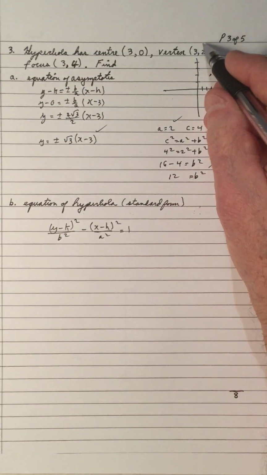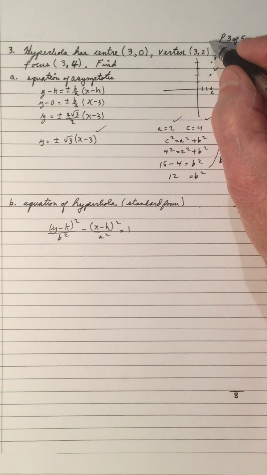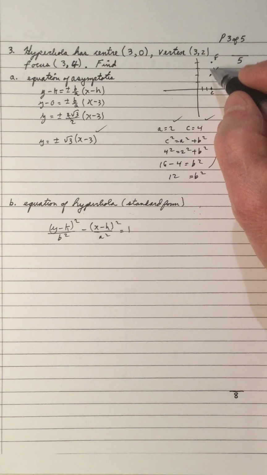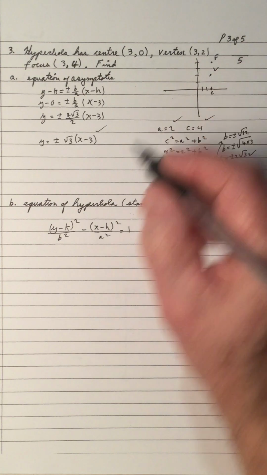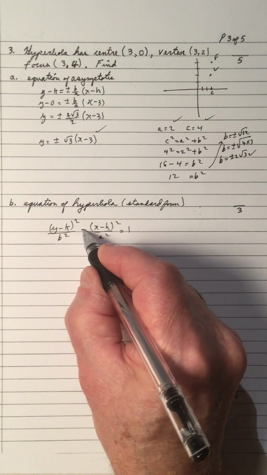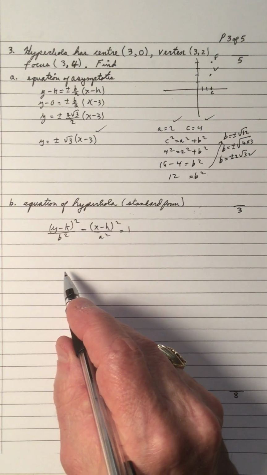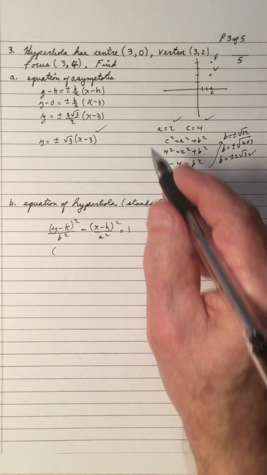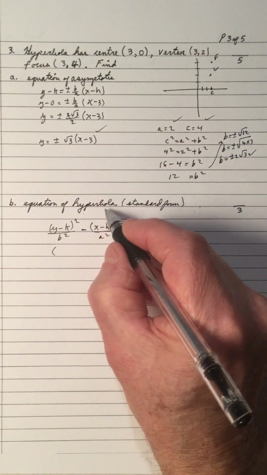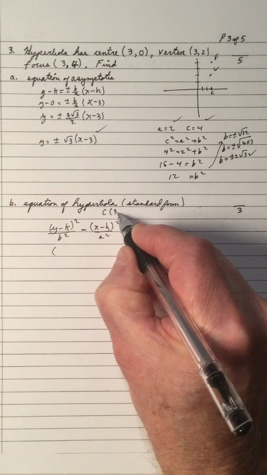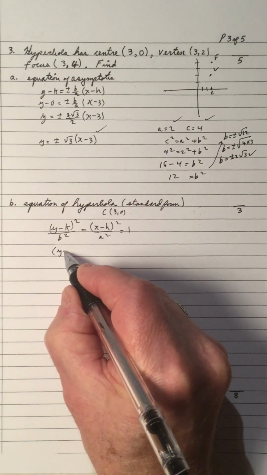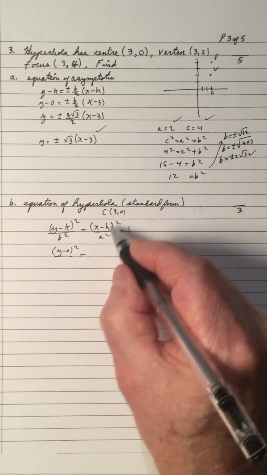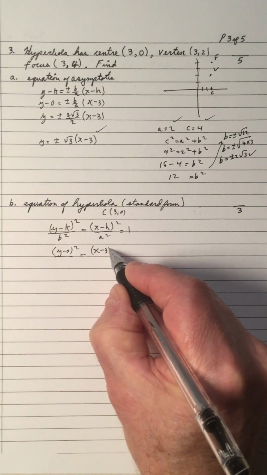So notice, because the axis of intercept is going up and down, the vertex and the foci are on the axis of intercept, that means we got y first with the x being minus. So we have y, we have, let's see, the center is 3, 0. So this is y minus 0 squared. And this is 3, so this is x minus 3 squared.